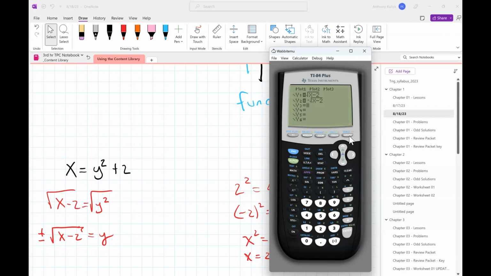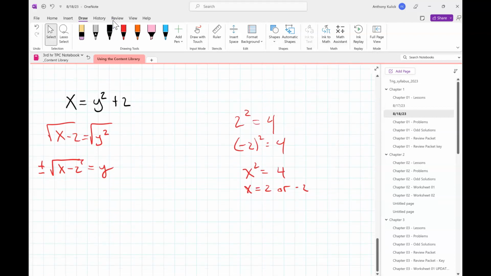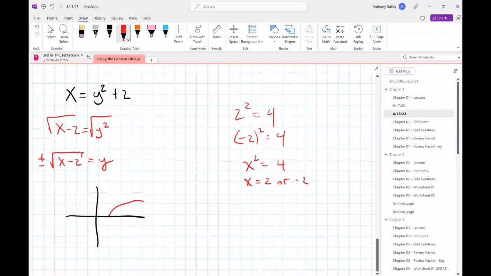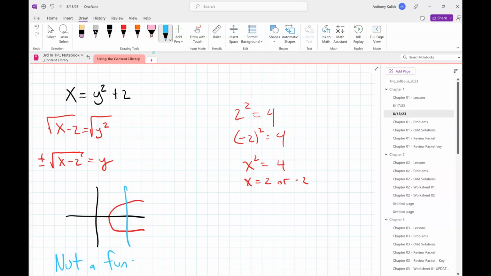I'll wait here as it looks like people are following along, just for a moment. If I hit graph now, that's my picture. And I can see, is that a function? No. Why not? It fails the vertical line test. Excellent, yes. Is everybody feeling so far so good? The pace is appropriate for you guys? Okay. Yes, sir. Absolutely.